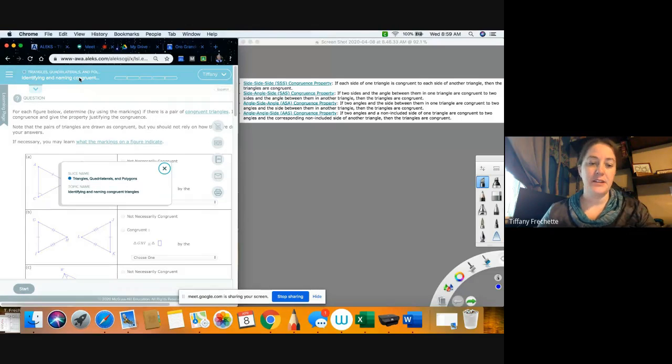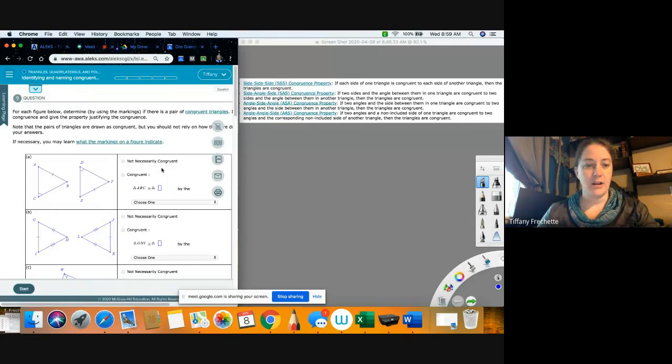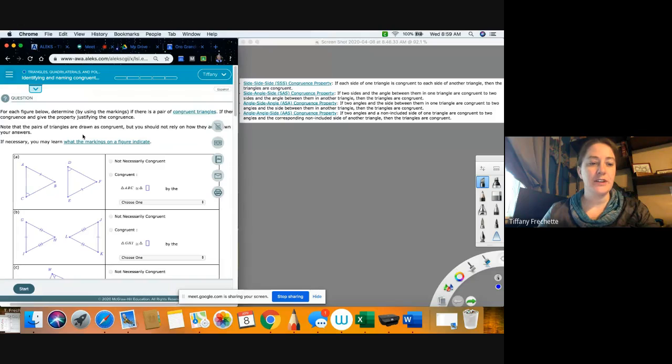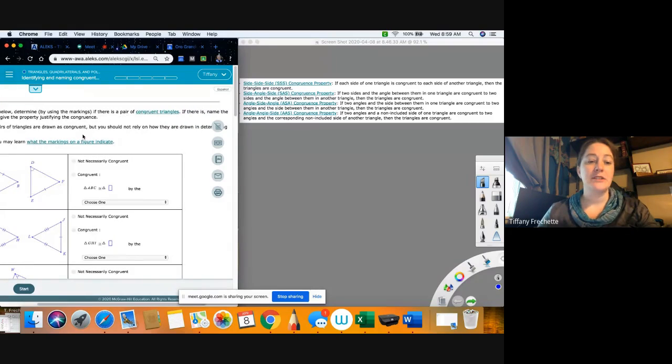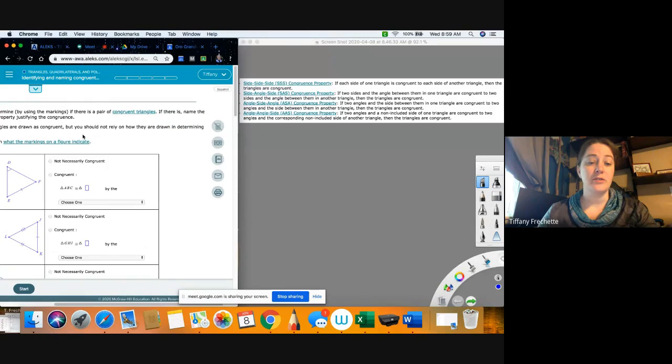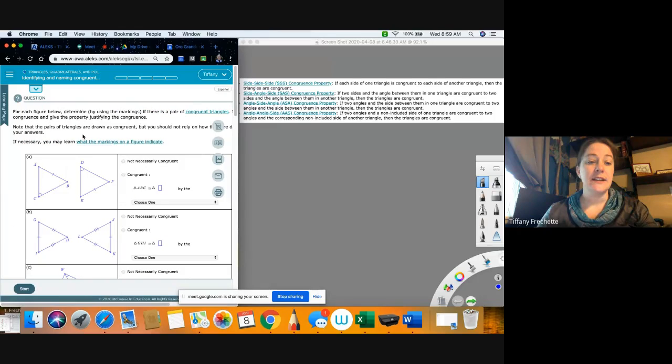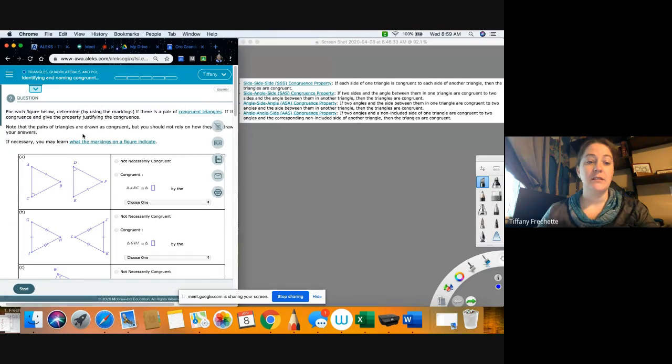Identifying and naming congruent triangles. All right, so this is for each figure below, determine by using the markings if there's a pair of congruent triangles. If there is, name the congruence, meaning that we have to name it like triangle ABC is congruent to triangle EDC or EDF or something like that. That's how you name it.